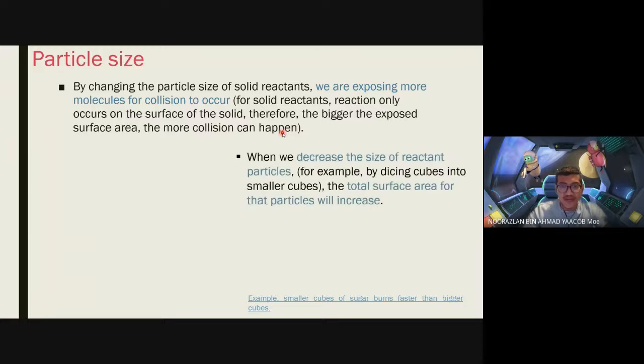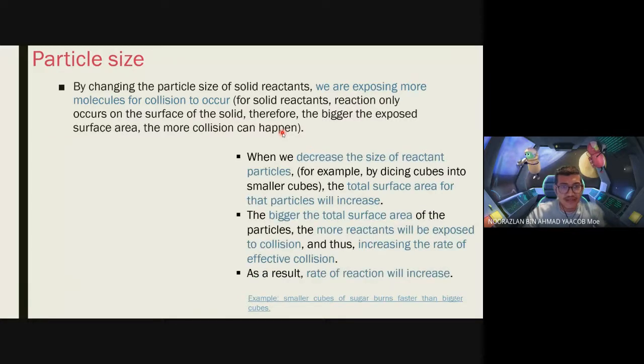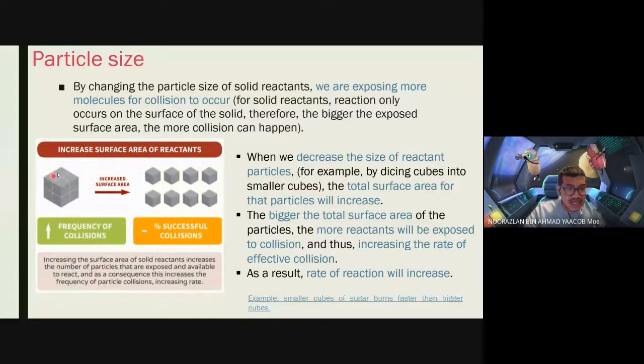So let's have a look at this. Okay. So let's say kita ada satu cube ni. Volume yang ini dengan volume yang ini sama. Isi padu dia sama. Tapi kalau kita potong 8, yang ini surface area dia lagi besar. Dan apa yang berlaku adalah when we decrease the size of reactant particles, for example by dicing cubes into smaller cubes, the total surface area for the particles will increase.